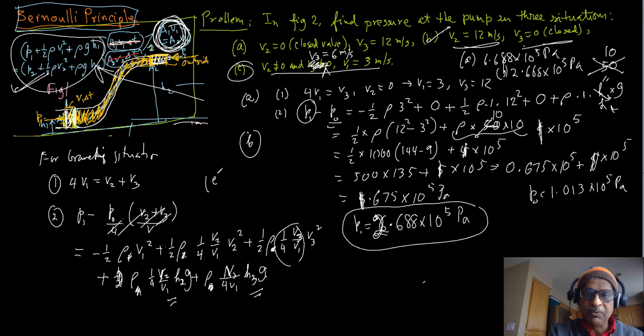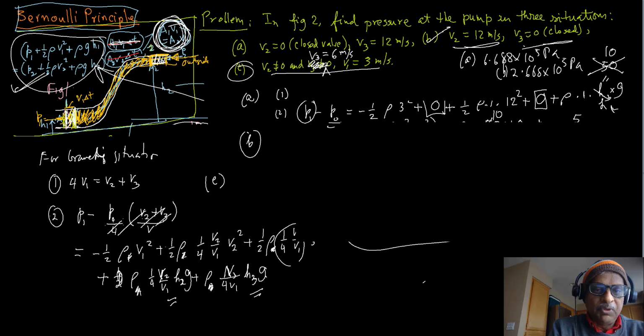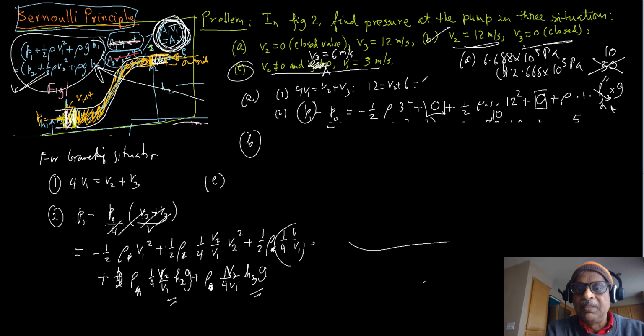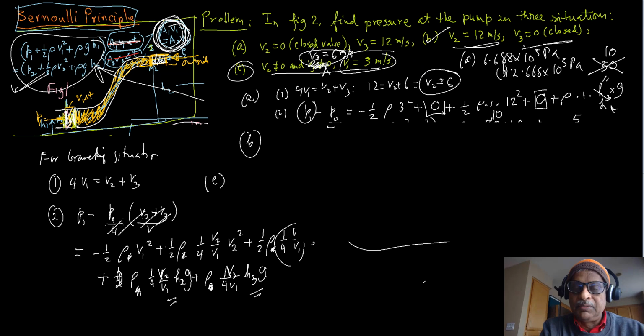But for C, these zeros will not be there, so we need to redo. Okay, so now I'm going to have 4v1 equals v2 plus v3, the entire thing. Now v3 is 6, and 4v1 is 12, equals v2 plus 6. So v2 is also 6, and v1 is 3, v3 is 6.